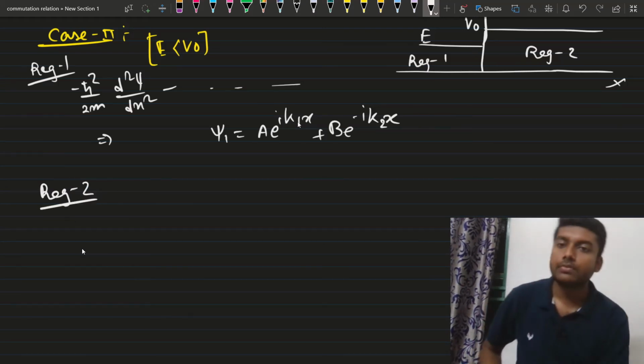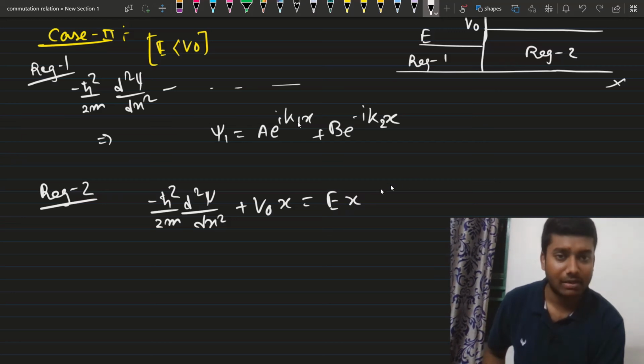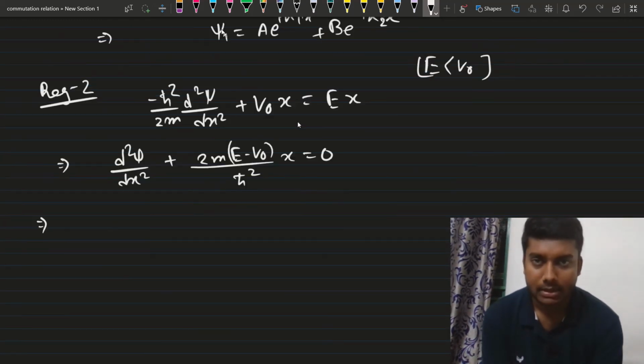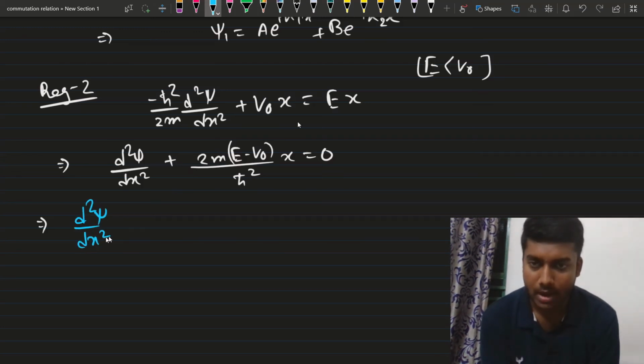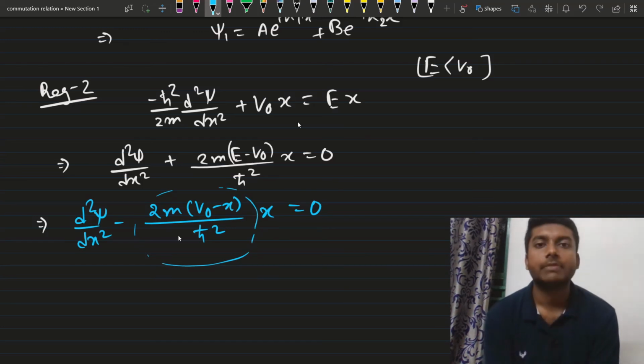For region 2, minus h bar squared over 2m d2 psi over dx squared plus V naught psi is equal to E psi, but remember that E is less than V naught here. So this will not happen the same way, because E is less than V naught. Here this term will basically be a negative term. So I can write d2 psi over dx squared minus 2m (V naught minus E) over h bar squared psi is equal to 0, because now this term is a positive term.